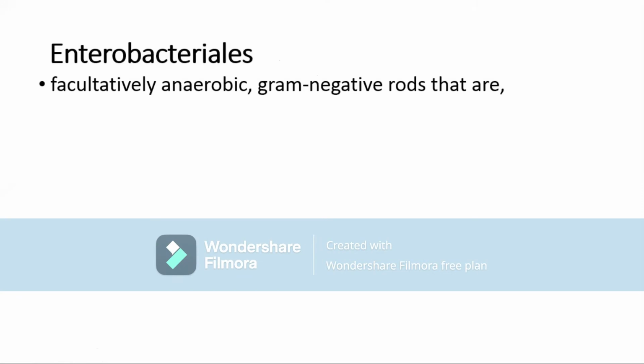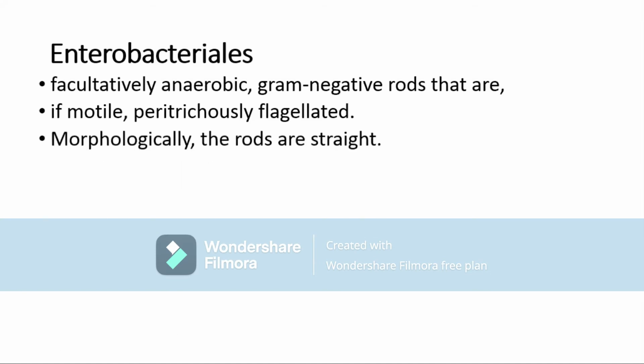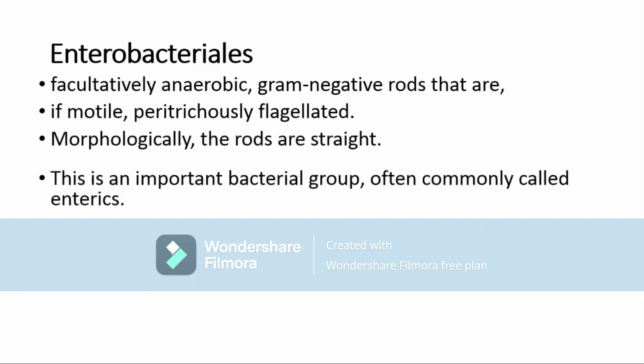The order Enterobacteriales comprises members which are facultatively anaerobic and obviously gram negative. The common group properties include motility: if they are motile, the flagella are not polar, rather they are peritrichous, meaning distributed all over the surface, and they are morphologically rods.